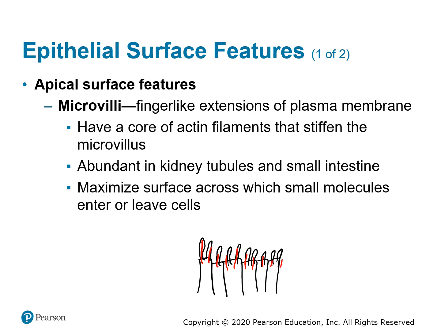They're abundant in the kidney tubules and the small intestine, and they maximize surface areas from which small molecules enter or leave. You'd want that maximization of surface area in places like your intestine, because your intestine does a whole bunch of absorption of nutrients. Okay? So it's one of the special surface features of the epithelium.